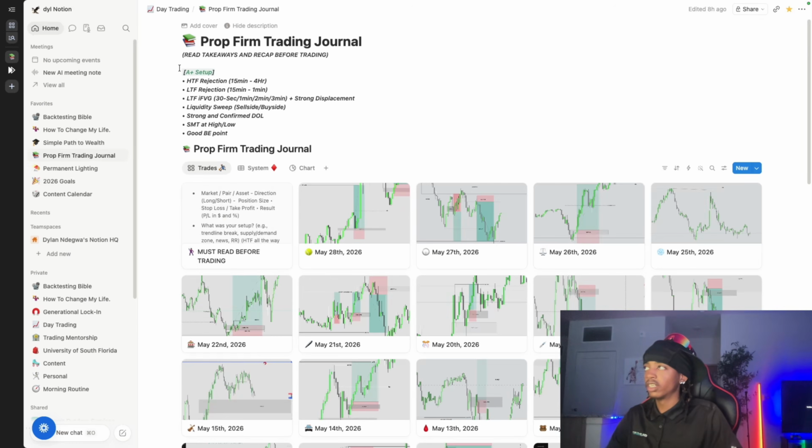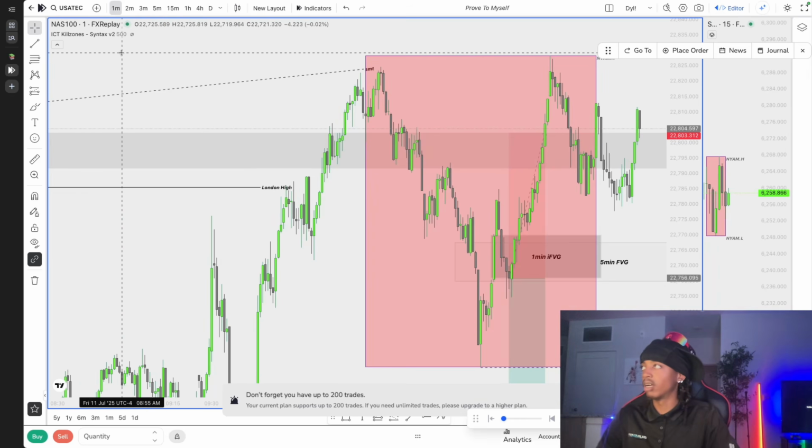Now, as far as how I trade, this is what I look for in an A+ setup. I trade ICT, continuation or reversal based model. I'm looking for a higher time frame rejection out of a PD array, typically a fair value gap, as well as a lower time frame rejection out of a fair value gap. For entry, I look for an inversion on the 1, 2, or 3 minute. I look for a good break-even point. I look for SMTs if possible in the trade, and obviously a strong draw on liquidity to trade to, and sometimes even a liquidity sweep if I'm doing a reversal play. So this is what makes an A+ setup for me, just so you guys have clarification beforehand as to how I trade.